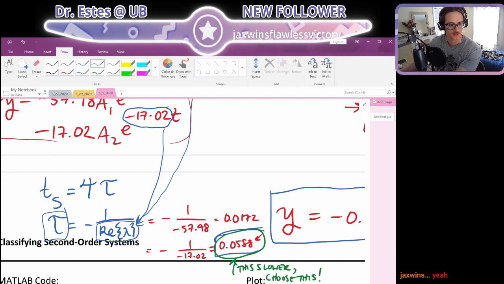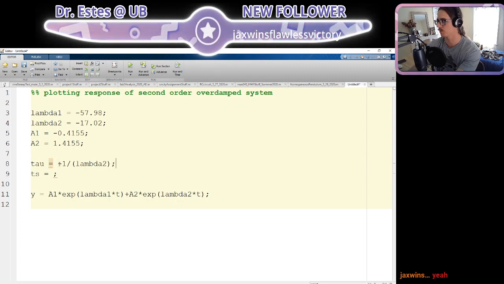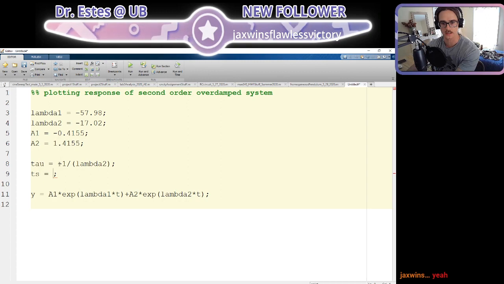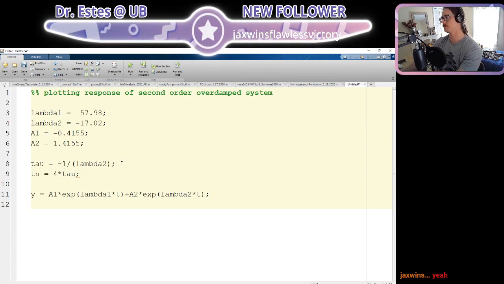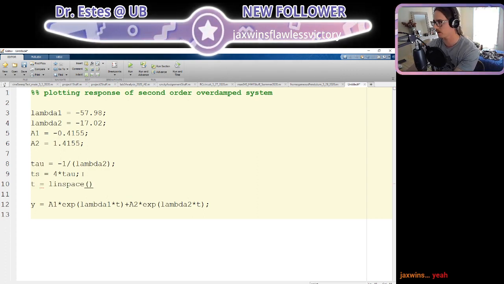All right, so we're gonna go back to MATLAB. Let's plot this. So our time constant tau, I'm gonna have it be -1 over lambda 2, because that's my slower of the two roots. The settling time is 4 times the time constant. And we're gonna say that our time vector, so this is the times where MATLAB is going to calculate our solution, we're going to go from 0.